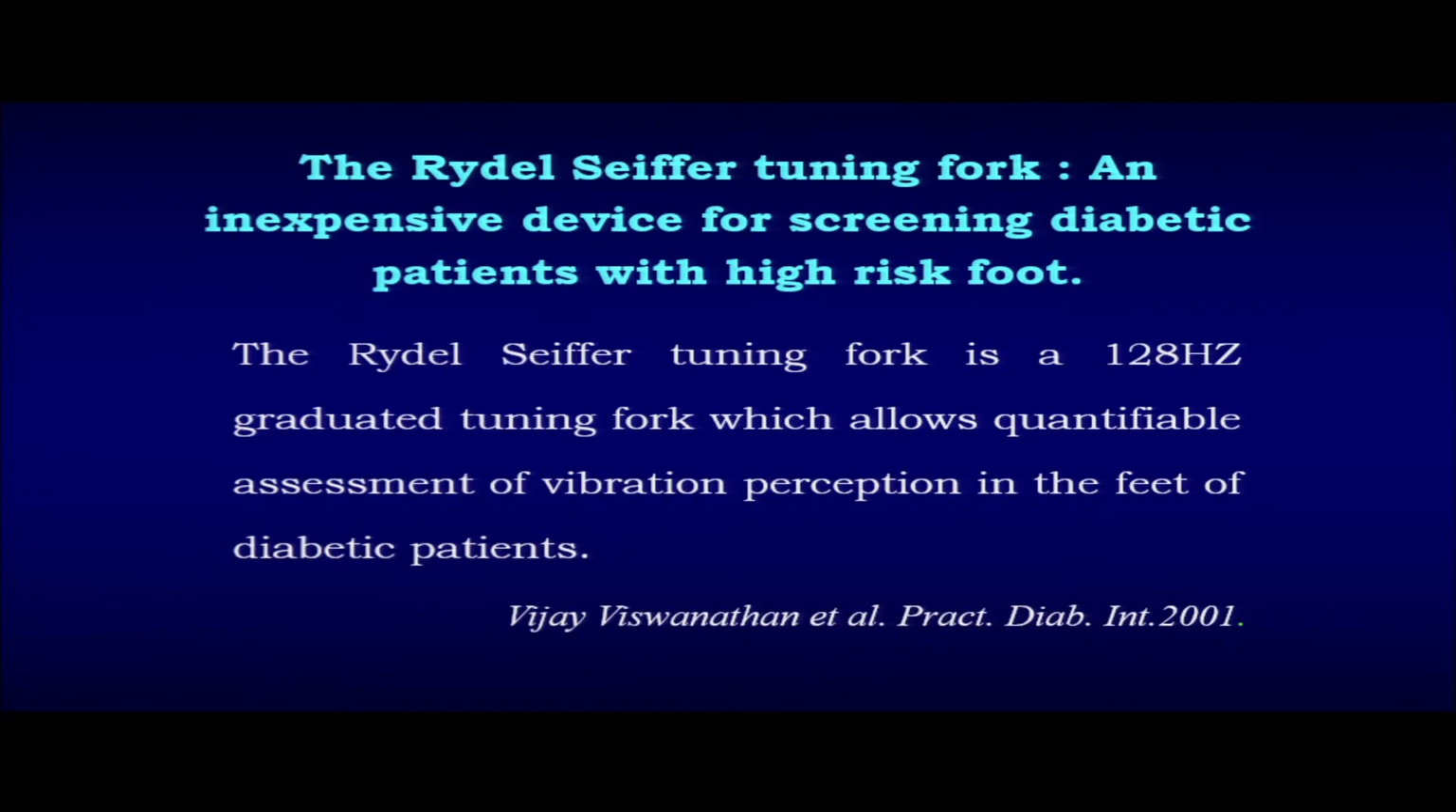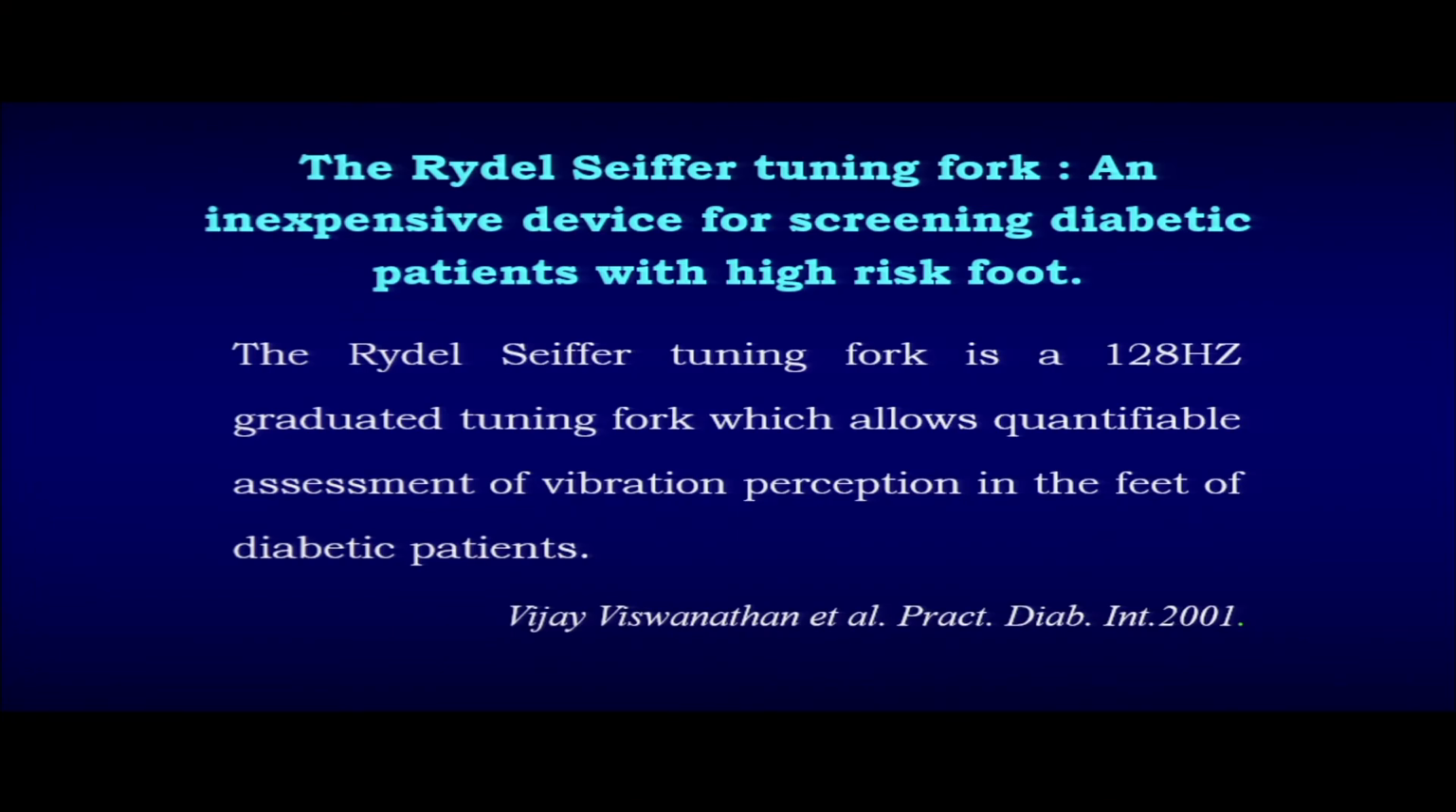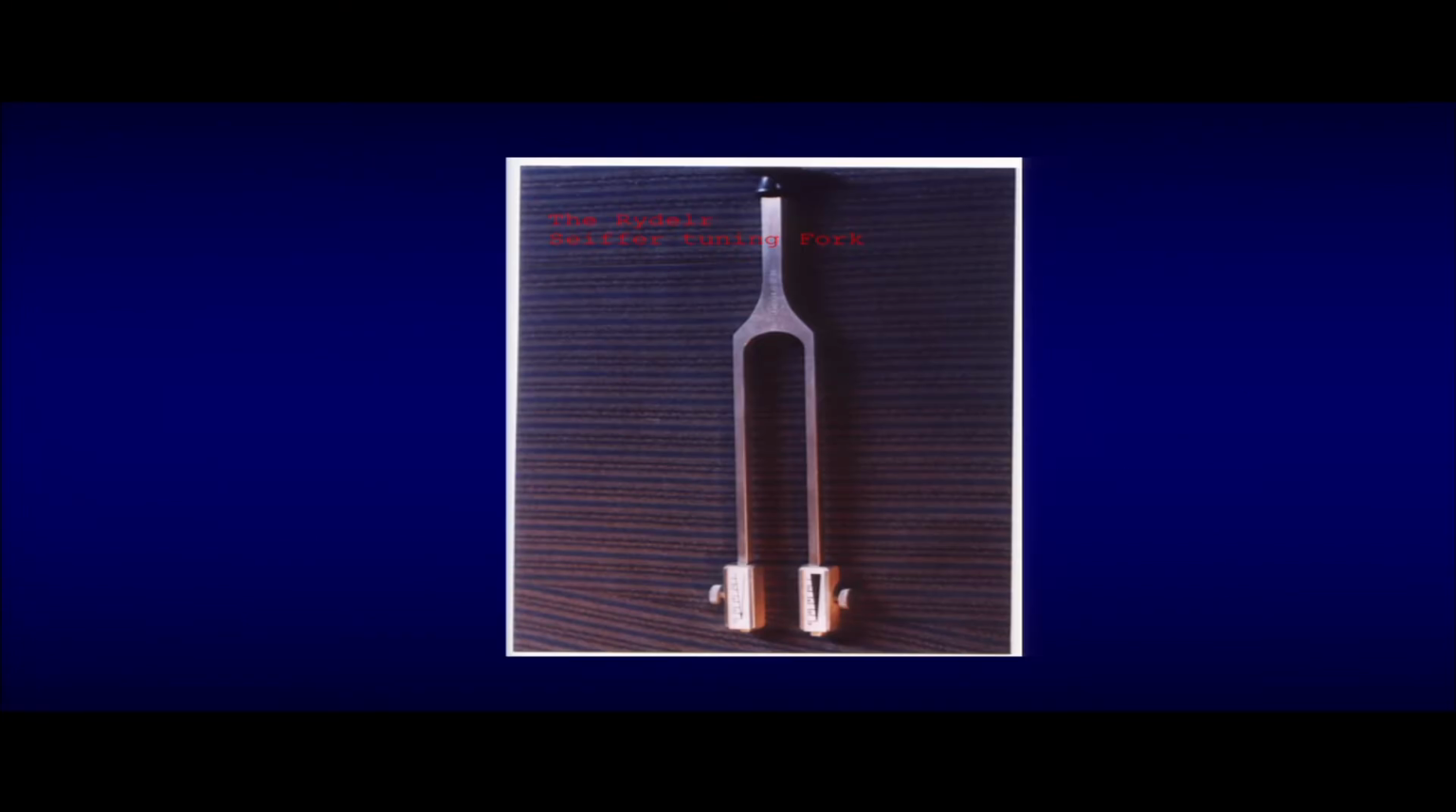Of course, way back 17 years ago, we published this data of a graduated tuning fork, which you can see in the next picture, which is nothing but a 128 Hertz tuning fork with graduation. And we compared it in this study, which we published in Practical Diabetes International, with the biothesiometer, and it was as good, with 90% sensitivity and specificity, so you don't need the biothesiometer. All that you need is this 50 pounds Rydel-Seiffer tuning fork, which you can keep in your coat pocket and examine the foot.